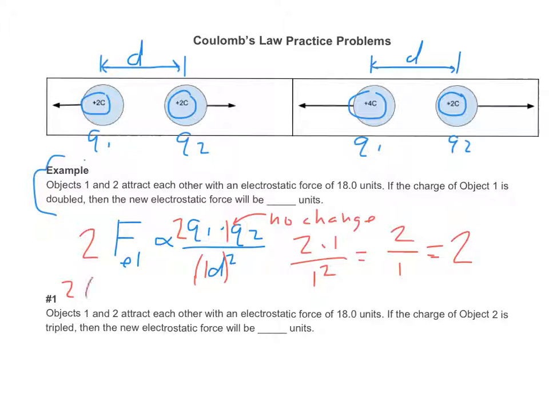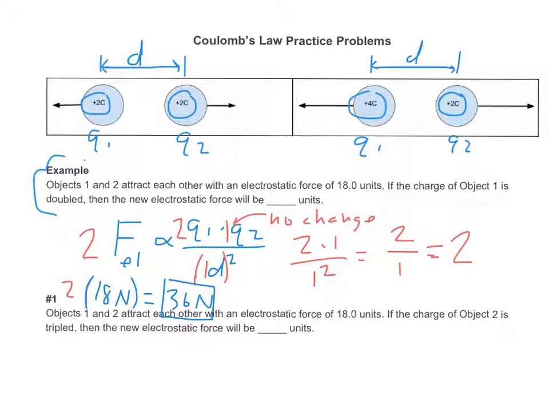So originally it was 18 units. Let's just throw in newtons. So now it would become 36 newtons. And that would now be our answer.